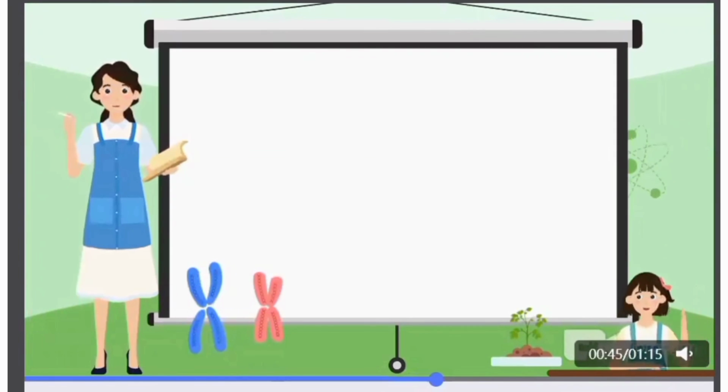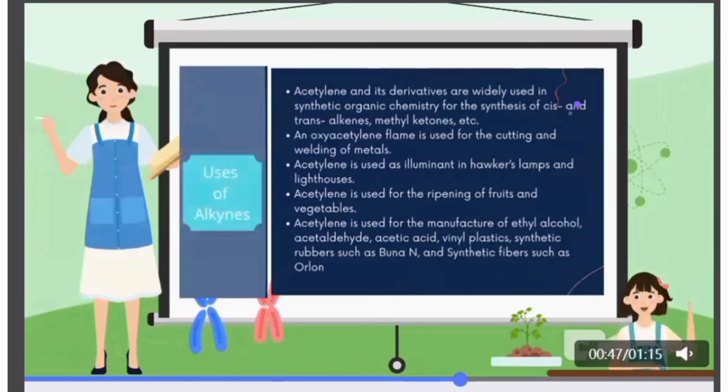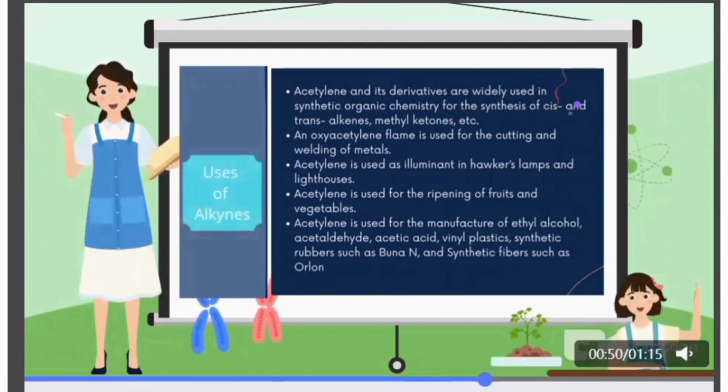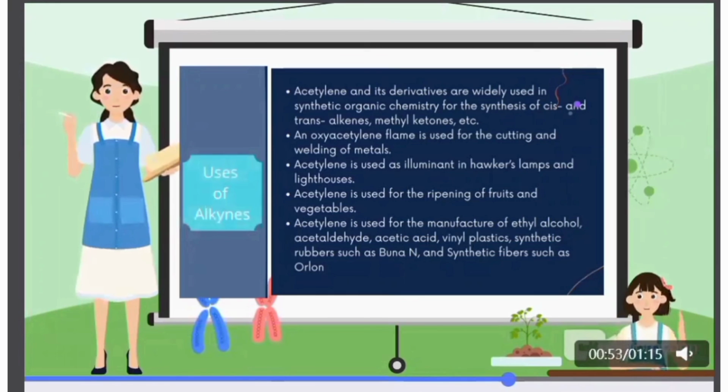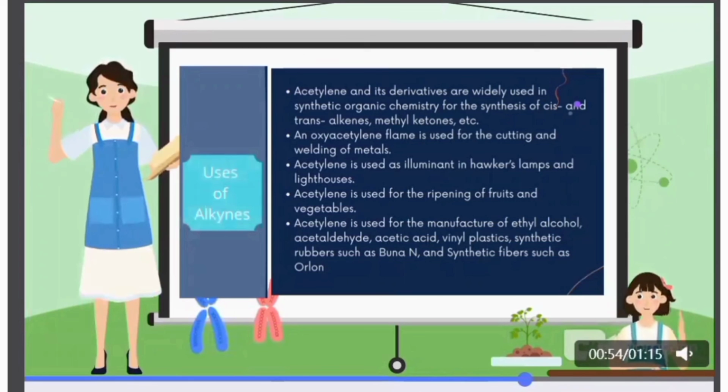Now, uses of alkynes. Acetylene and its derivatives are widely used in synthetic organic chemistry for the synthesis of alkenes, methyl ketones, etc. And oxyacetylene flame is used for cutting and welding of metals. Acetylene is used as an illuminant in hookahs, lamps, and lighthouses. And acetylene is used for ripening fruits and vegetables.